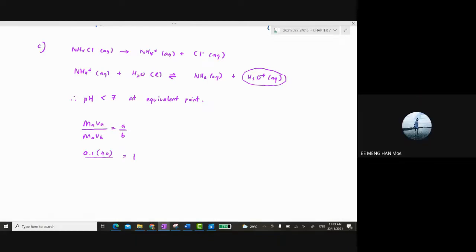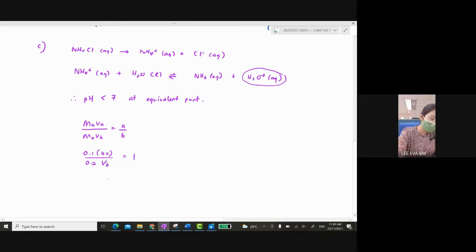0.2, volume of your base. So the volume of the base, NH3, in this case you get 20 milliliter. Okay? So part C is for the equivalence point. So there is a volume of titrant. Okay, so we proceed to part D. Is that all right?